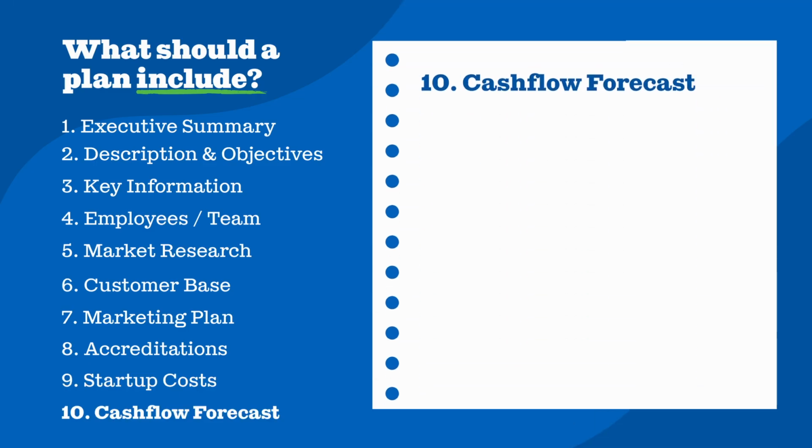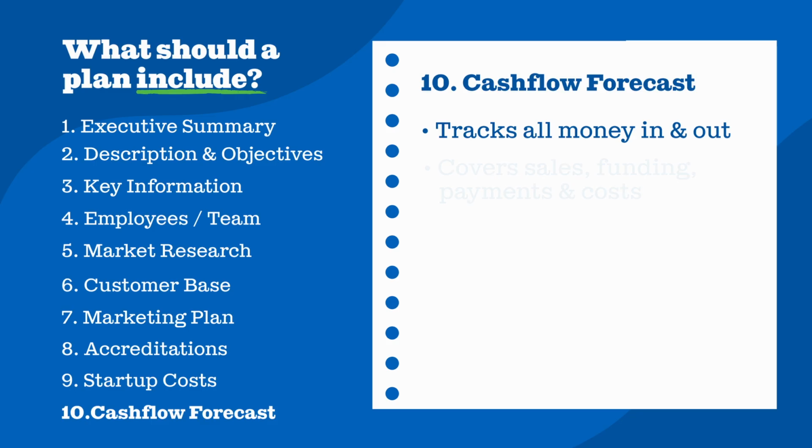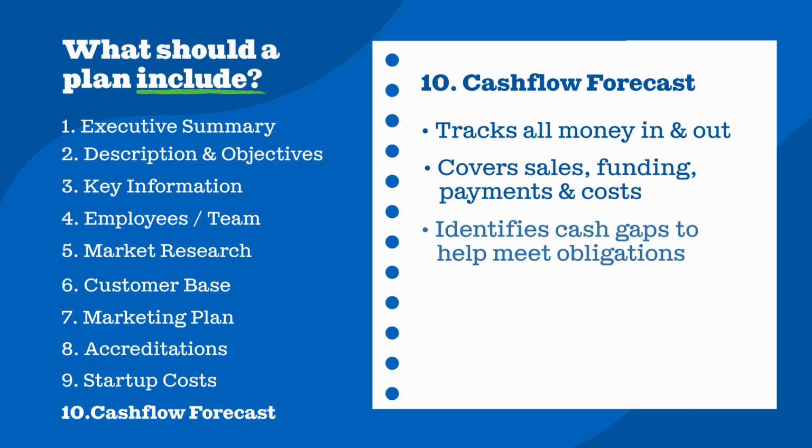Section 10 is the cash flow forecast. Cash flow is the movement of money in and out of your business over a set period. It tracks incoming funds from sales, investments, financing, and outgoing funds for expenses, inventory, loan repayments, and other costs. Cash flow statements help you understand whether the business can meet its short-term obligations, plan for growth, and avoid running out of funds. And lenders and investors will use it to assess financial health and liquidity.